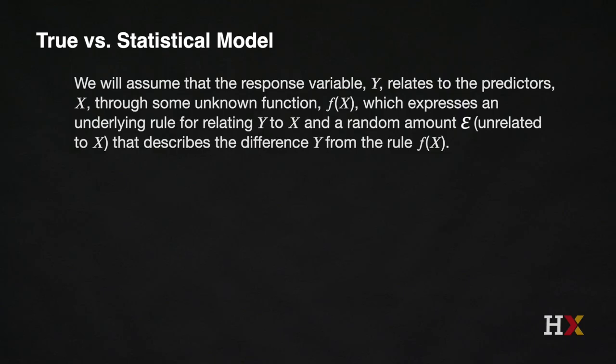Okay, now we have decided how we're going to name things. Let's start talking about how we're going to model. What is a statistical model? We're going to make the following assumption: our response variable y relates to the predictor x through some unknown function f of x. That function expresses the underlying rules relating x and y. In addition, we add a random amount epsilon, which is unrelated to x, that describes the difference of y from the rule of f of x. So the equation becomes y is equal to f of x plus epsilon.